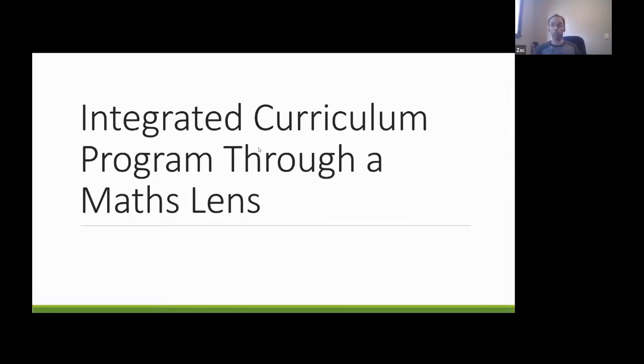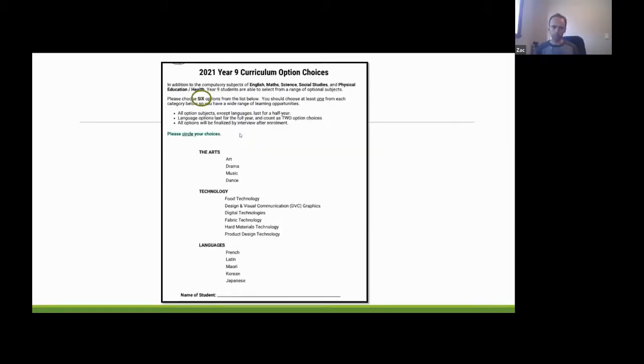And I thought the easiest thing to do to help you understand where we got to would be to give you a chance to have a look at the program. Now, in most schools, including ours up until 2017, when year 8s were choosing what they would do for year 9, this is what it looked like.